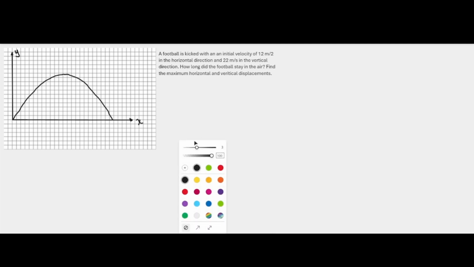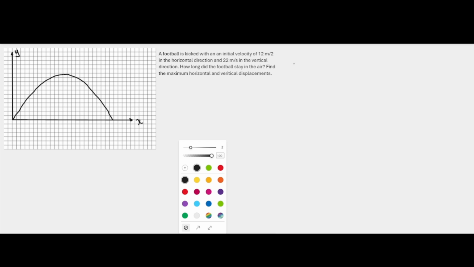So after the football leaves the kicker's shoe, it's going to travel in a parabolic arc. And we have a two-dimensional position graph here. So the trajectory of the football is going to look something like this. And we're not given a whole lot of information in this problem. We're given basically the initial velocity. So let's write that really quickly. It's given to us here verbally.